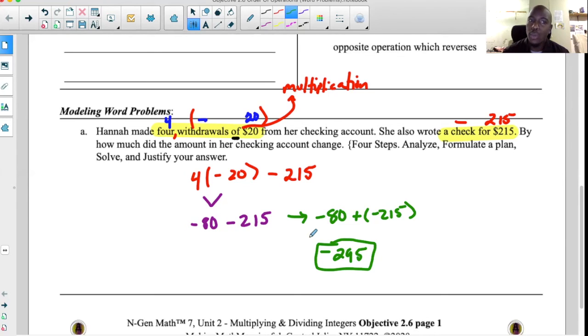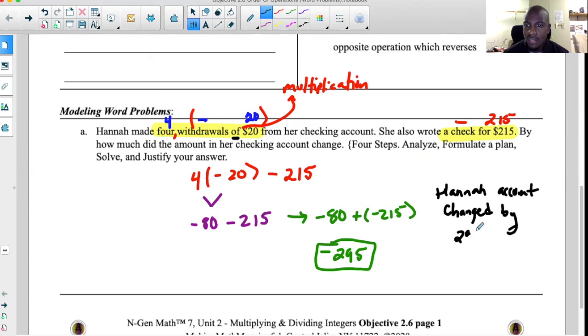Now, because it's a word problem, what I would recommend you do is explain to me in words what happened. So I'm going to take a second just to write a sentence explaining what happened. I'm going to say Hannah's account changed by $295. Or I can write it decreased by $295. I like the word decrease better because that indicates that there was a negative. Because the word change can indicate it's a positive. So Hannah's account decreased by $295. You could say that. You could say $295 was taken out of Hannah's account. Any sentences that go along with it.